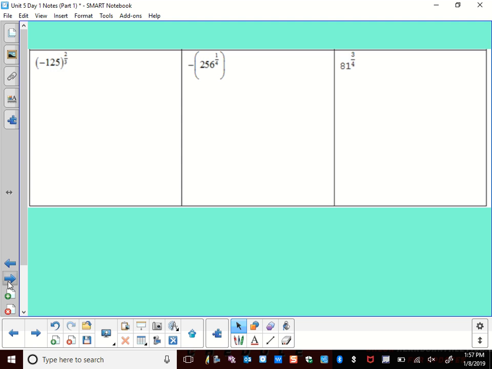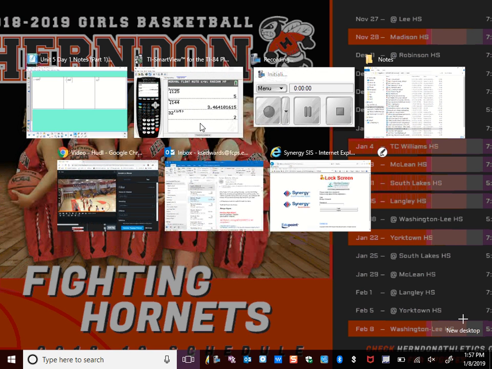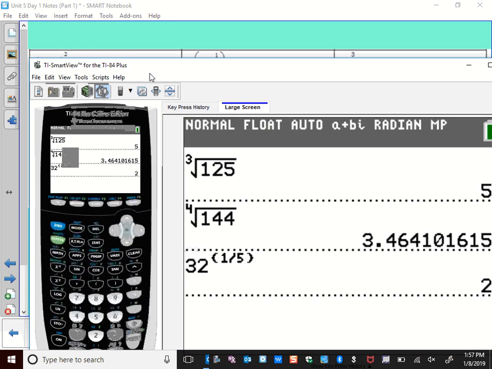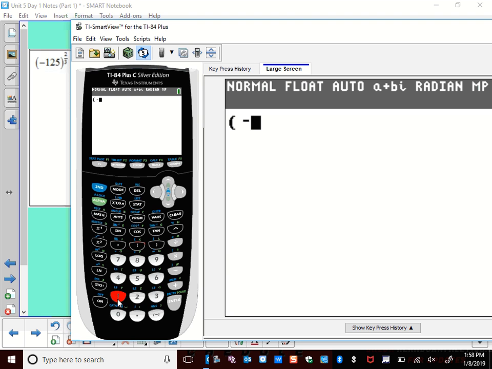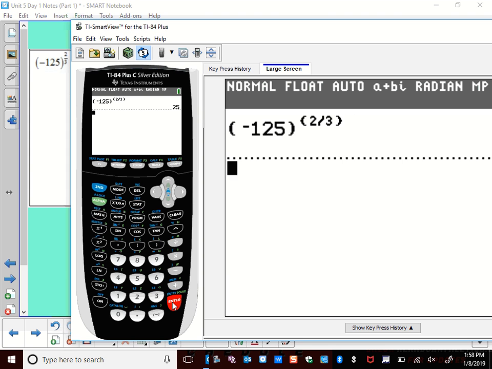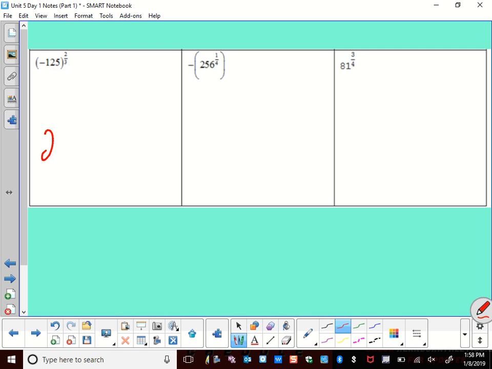Alright, let's plug these in as well. In your calculator, we have, in parentheses, negative 125, close parentheses, our exponent, which is our caret key, and in parentheses I'm going to do 2 divided by 3. You should get 25. Okay, what do you guys get for the second one? You should get negative 4.